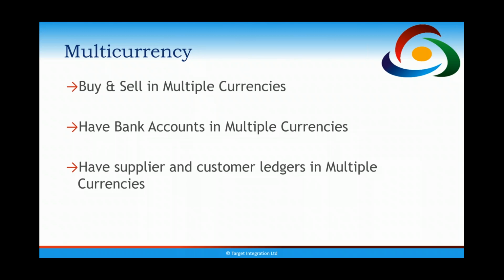But particularly multi-currency in Odoo, and when you talk about multi-currency, we are talking about buying and selling in multiple currencies. We're talking about having multiple bank accounts, and every bank account is in or can be in different currencies. Of course, one bank account will have one main currency, but for an example, PayPal allows you to have multiple currencies, and it is effectively a bank account. You have suppliers and customer ledgers, or you can have suppliers and customer ledgers in multiple currencies as well.